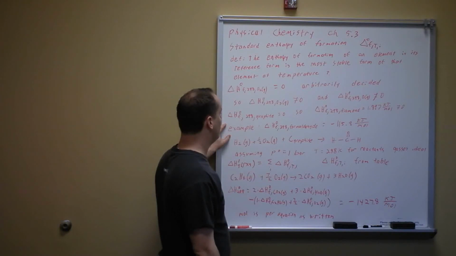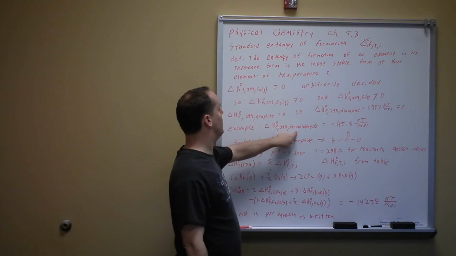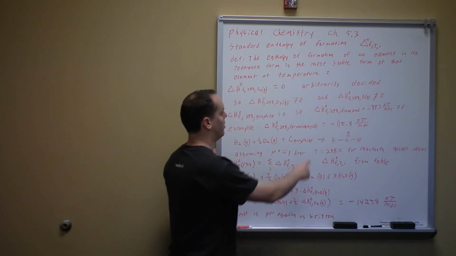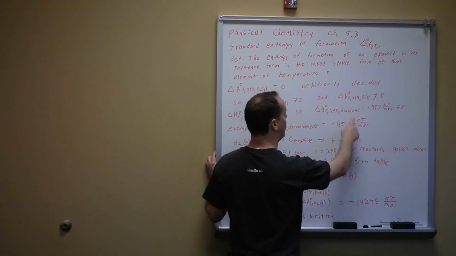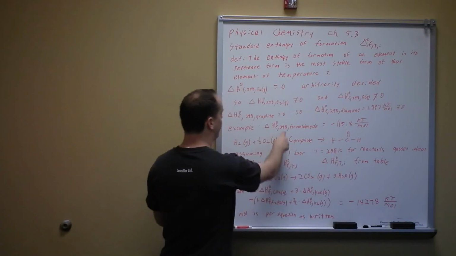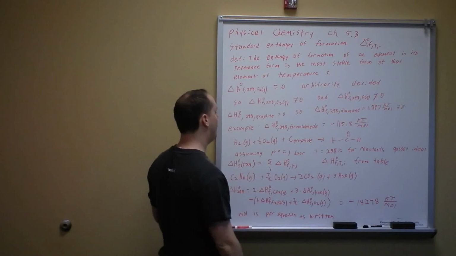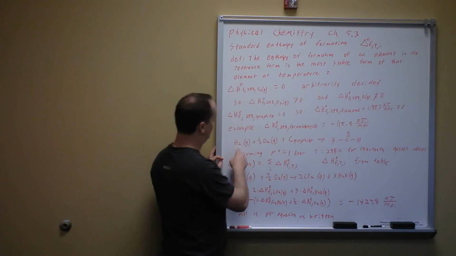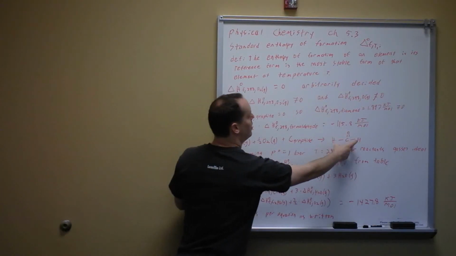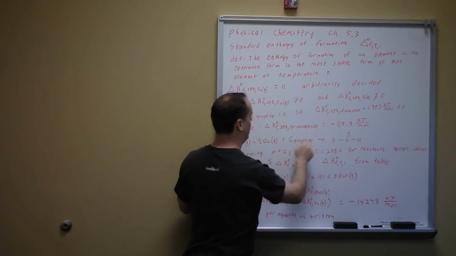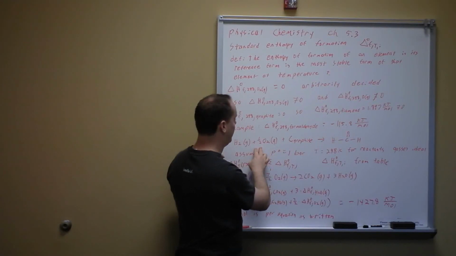Now, as another example, let's talk about a compound, formaldehyde. It's minus 115.8 kilojoules per mole. Again, that's at 298 kelvins and 1 bar. Now, here's how it's formed. You can form the formaldehyde from its reference elements like this.